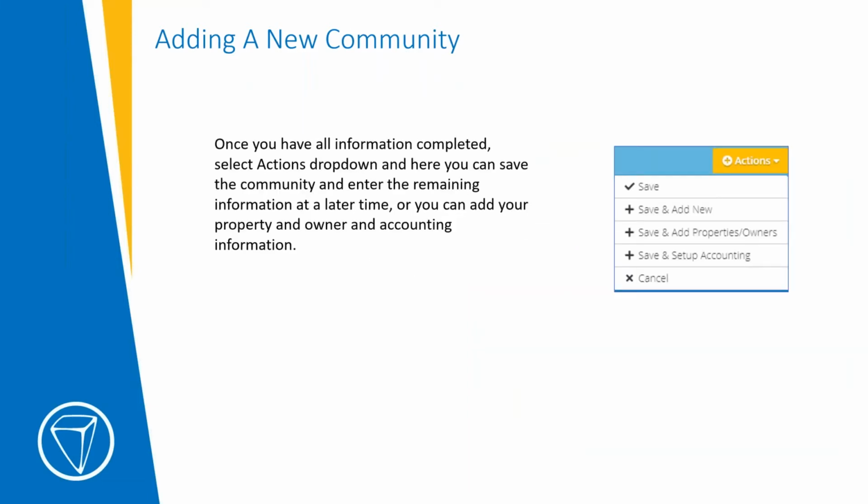All right. When you're adding a new community, once you've added all that information, you're going to go to the top right-hand corner of the screen and go to Actions. And at that point, you have the option to save, or you can save and continue on to another one, save and add new, or continue on to adding properties, owners, or accounting. Now, those are not required. Literally, all you have to do is click Save, and it will save the community you've just added.